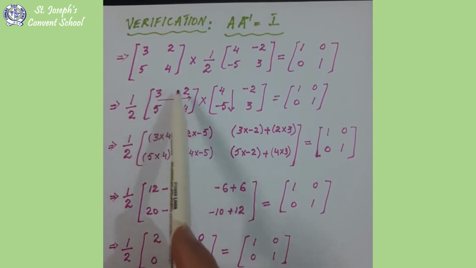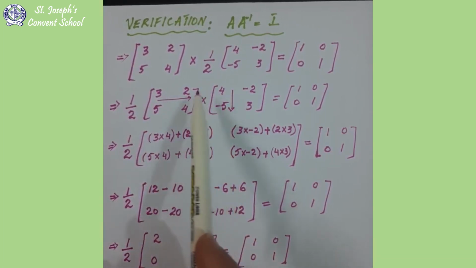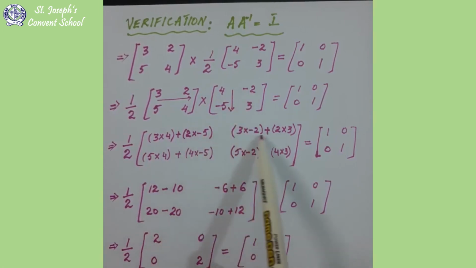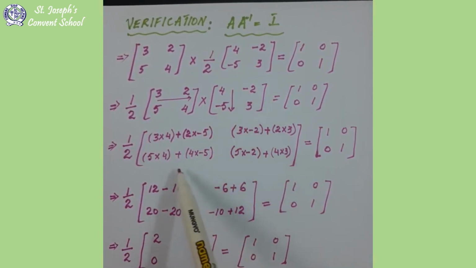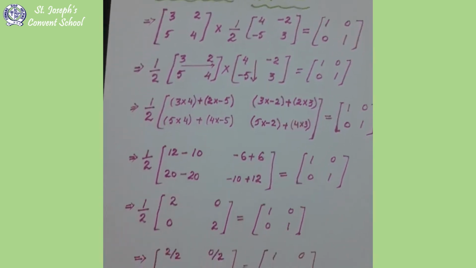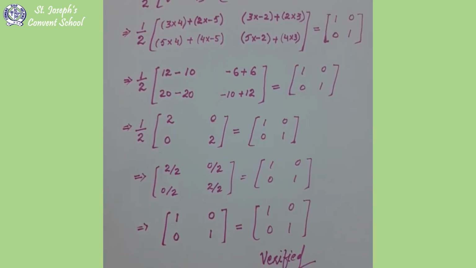Row of first, column of second. So row into first column, then same row into second column, you'll get this. Second row into first column, and then into second column you'll get this. Then you can simplify it, and after simplifying you'll get the same answer. Left hand side equals right hand side, it is verified. Okay, simple it is, it's not difficult, just go step by step, then you'll be able to solve it.